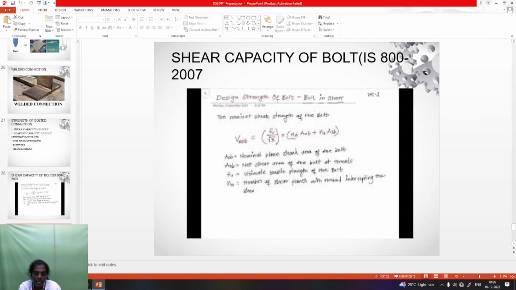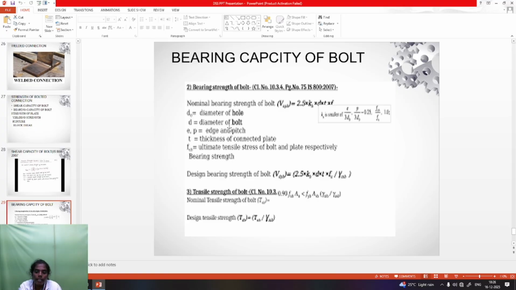Next one is bearing capacity. Bearing capacity is very important. This is also on page number 75 of IS 800 2007. What does bearing failure mean? When the bolt is bent, or any one section is bent, the steel section collapses. Shearing failure means one bolt is cut into two or broken down. To resist the shear failure, you must take action with the shear capacity.